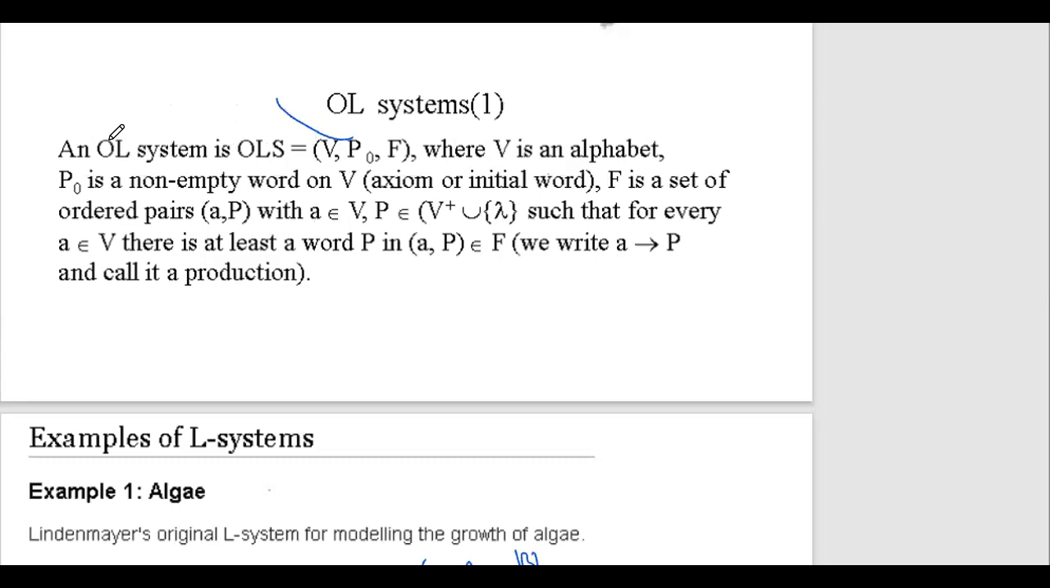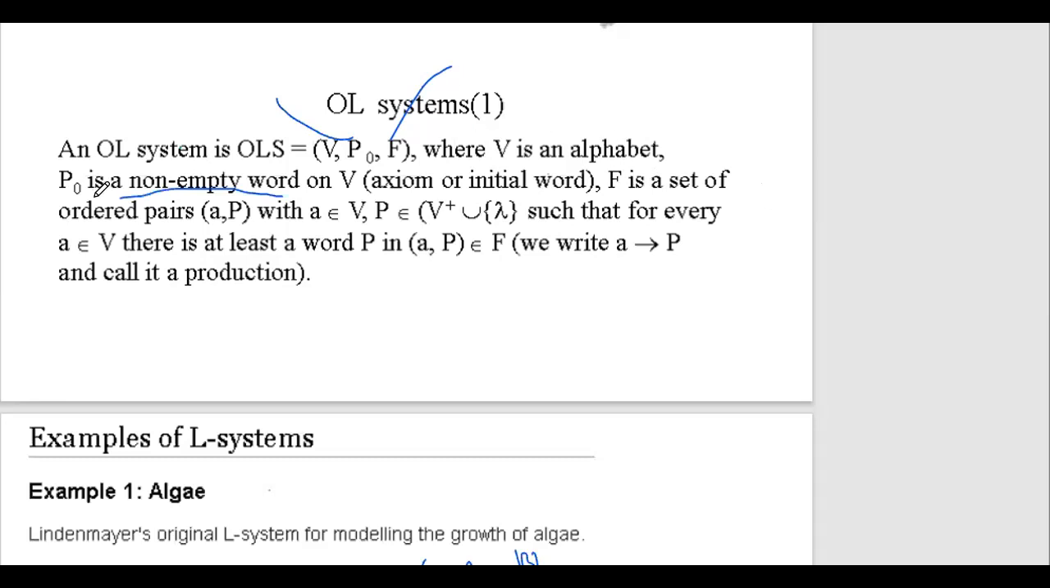So an L-system consists of these three things. What are they? This is the alphabet set, this is your initial word, which represents the starting word, and this is the production, the set of rules.